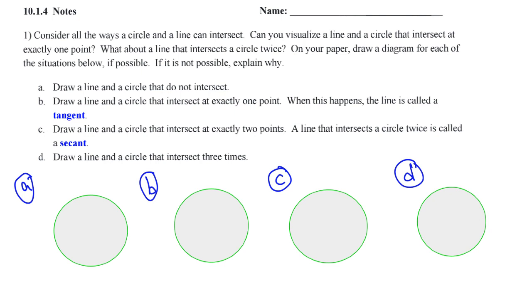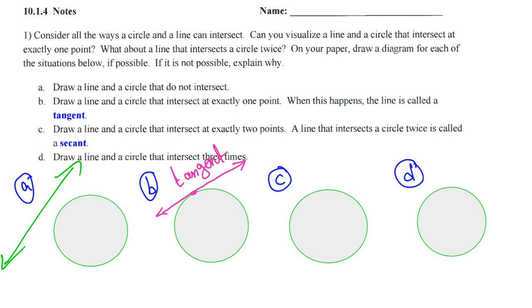I drew 4 different circles on my paper, and the first one is: draw a line and a circle that do not intersect. So here we go. They're parallel to each other, which means they will never intersect. So here's A. For B, draw a line and a circle that intersect at exactly one point. So here, I'll make sure that the line and the circle intersect in only one point, and this one, we'll call it a tangent.